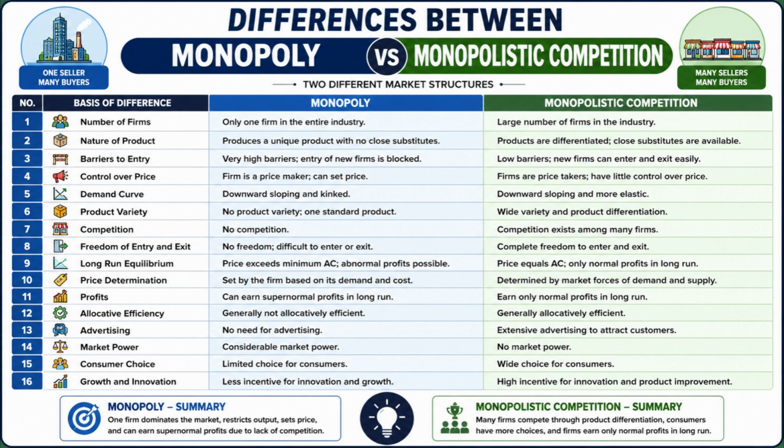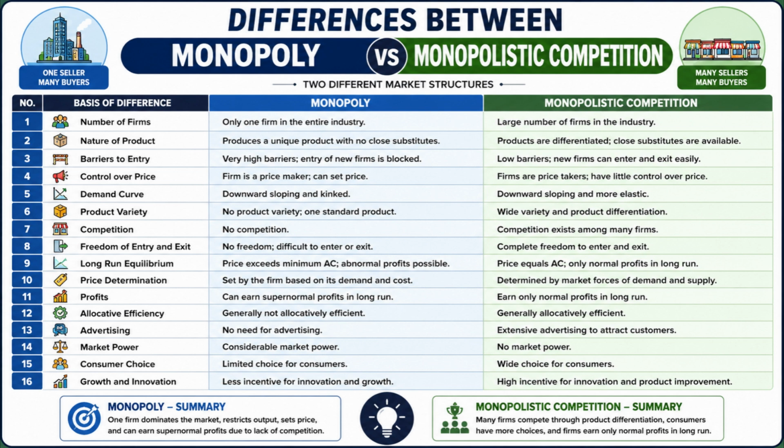Number 4. A monopolist has substantial control over price and acts as a price maker, whereas firms in monopolistic competition have limited control over pricing. Number 5. The demand curve in a monopoly is downward sloping due to the absence of competition, whereas in monopolistic competition the demand curve is also downward sloping but more elastic because of many substitutes.